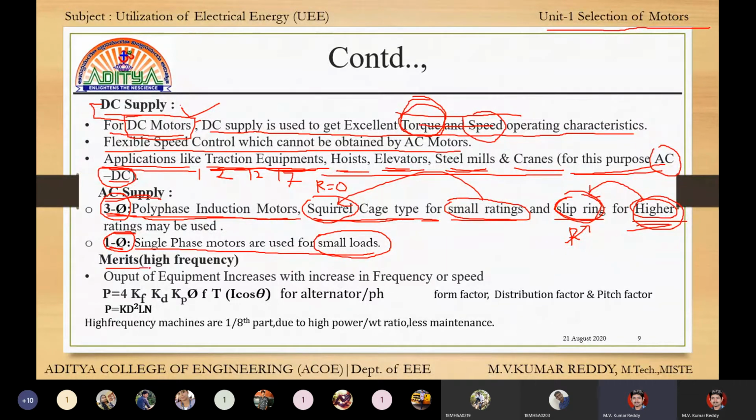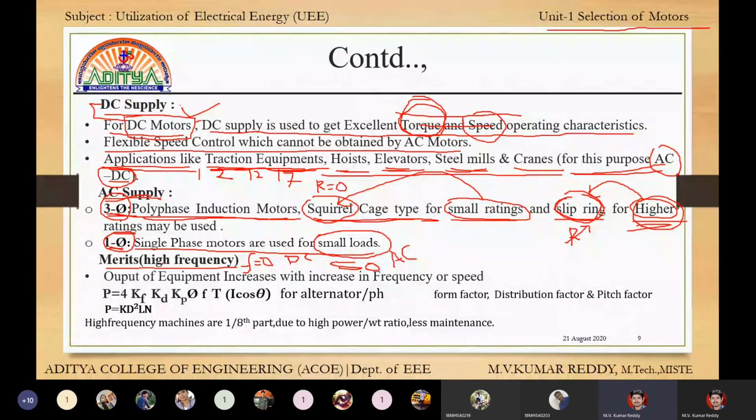Next, merits of high frequency. Here, frequency is 0 for DC, and frequency is 50 hertz for AC.